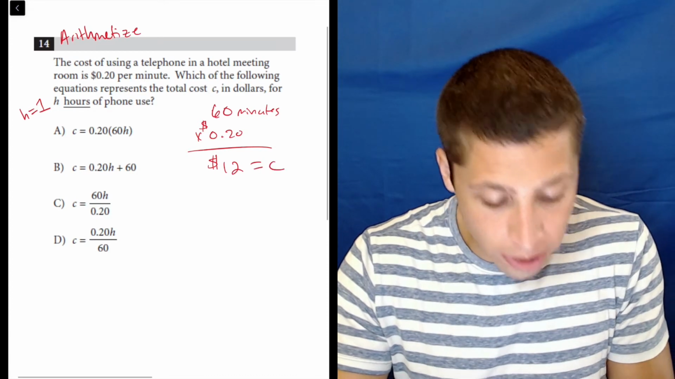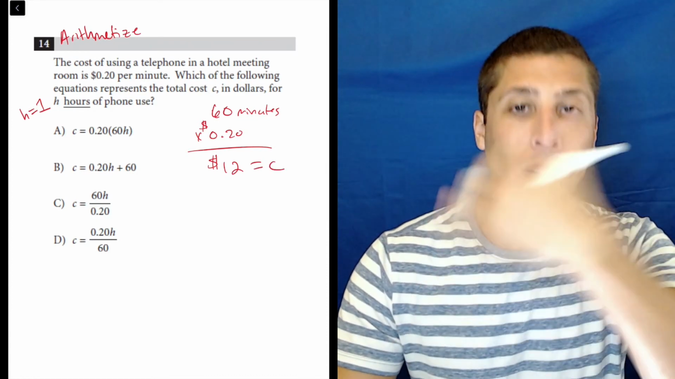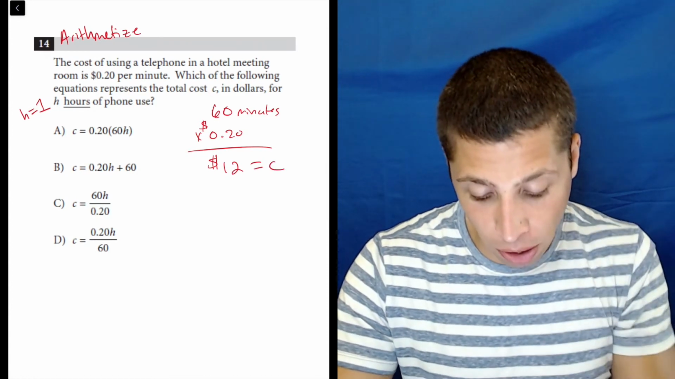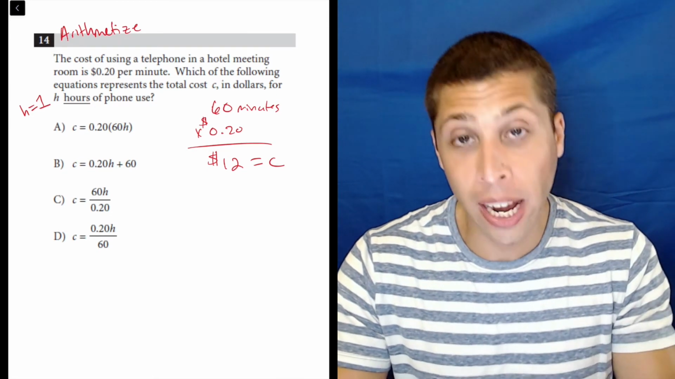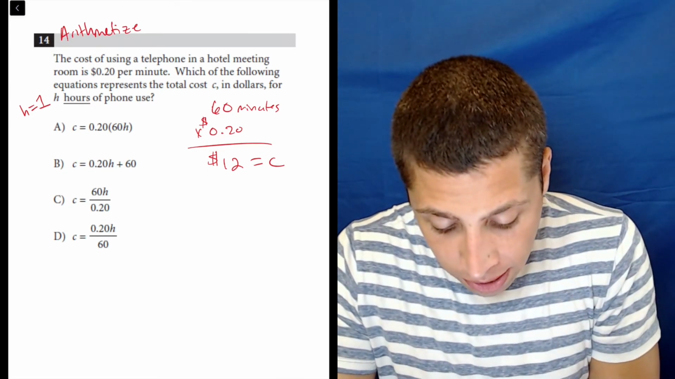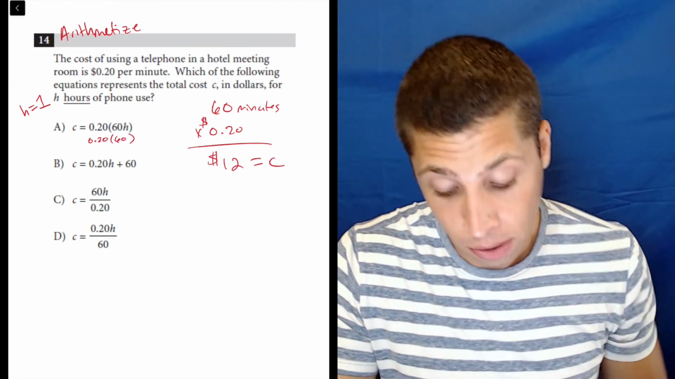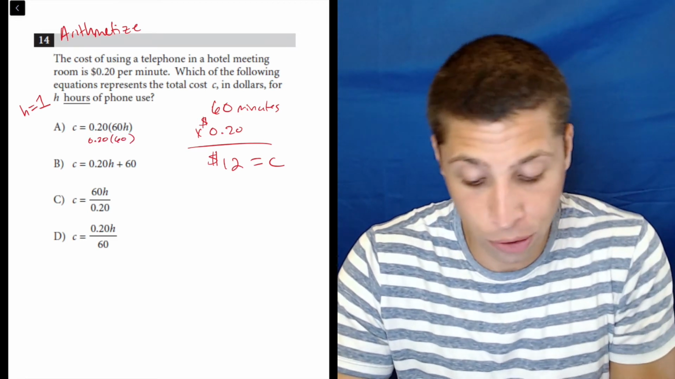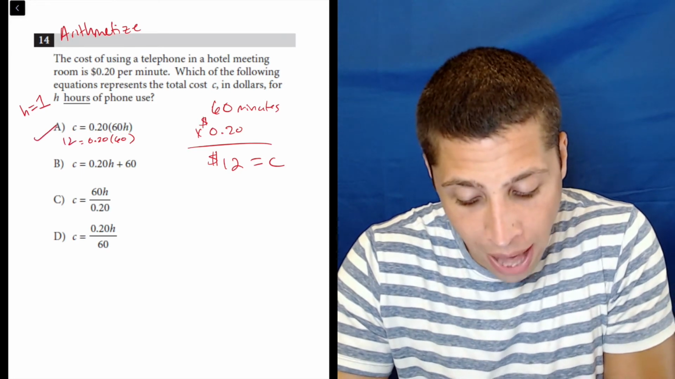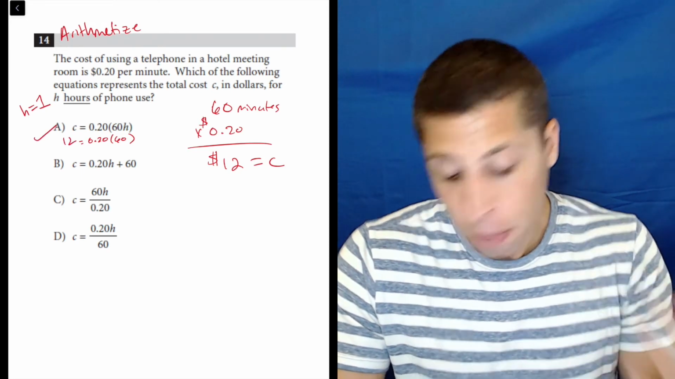And so what we need to do is then say, okay, well, what equation would produce the same result, right? So we're just taking our value for H and plugging it in. And we can see that if we did 0.20 times 60 times 1, so this is basically the same math we just did, we're going to get 12. So that looks good for A. But let's try the other choices, right?